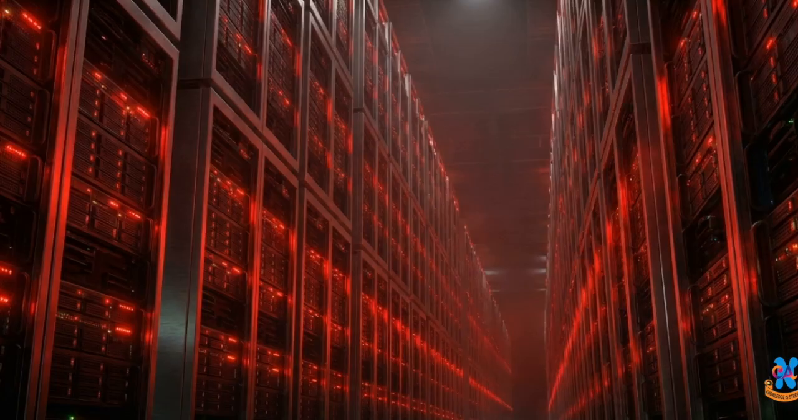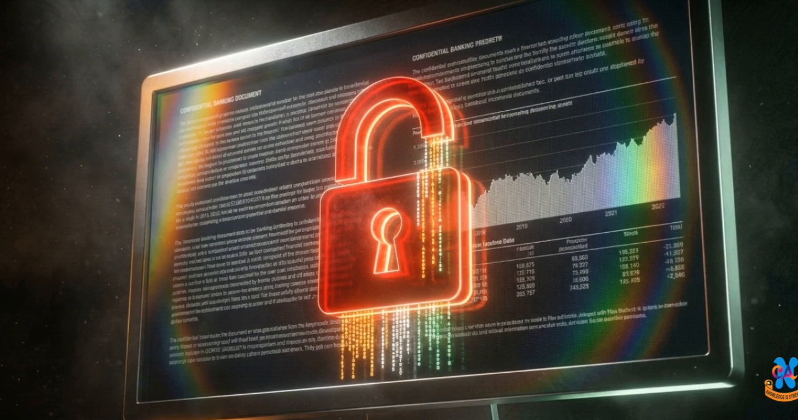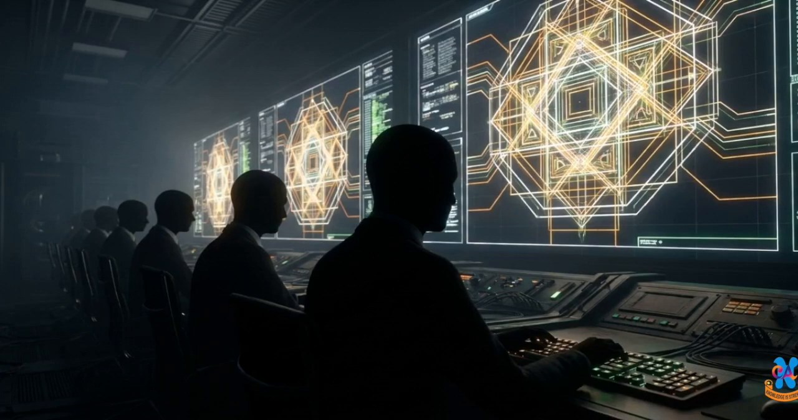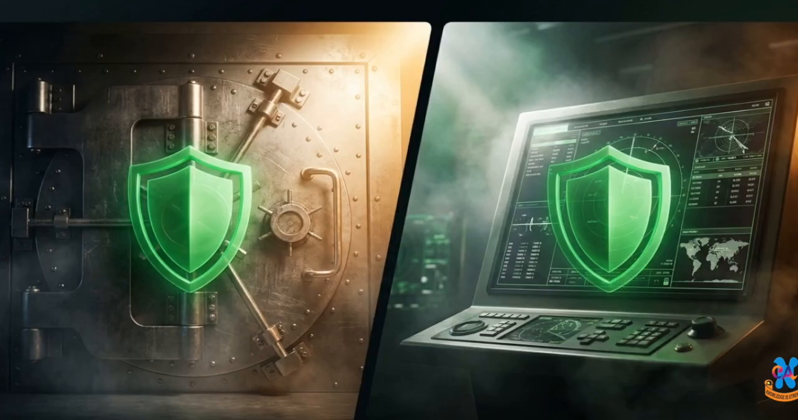However, that same speed exposes a weakness in our digital infrastructure. Eventually, quantum machines will be able to break the encryption that currently protects our global networks. This has triggered a race to develop post-quantum cryptography, new security protocols designed to protect banking and military data before quantum processing is used for cyber attacks.